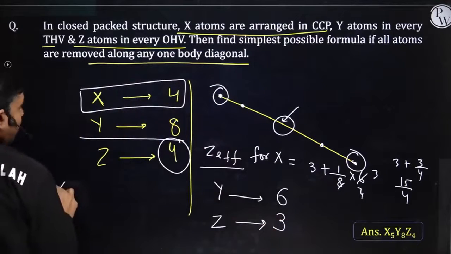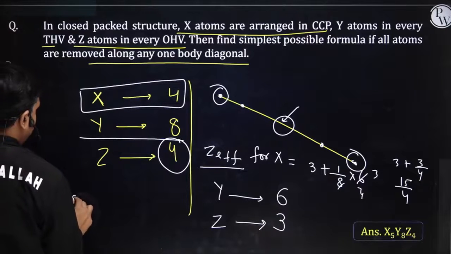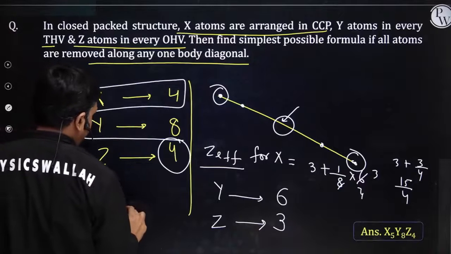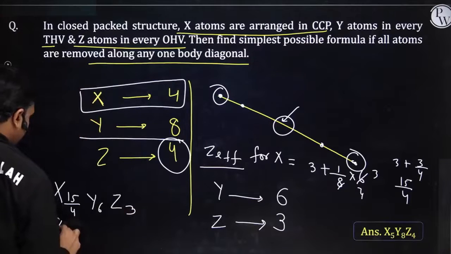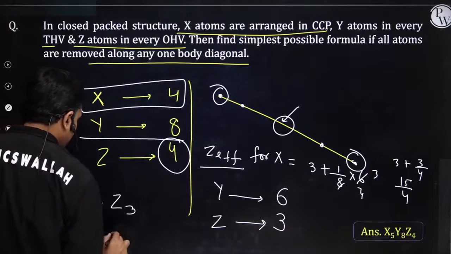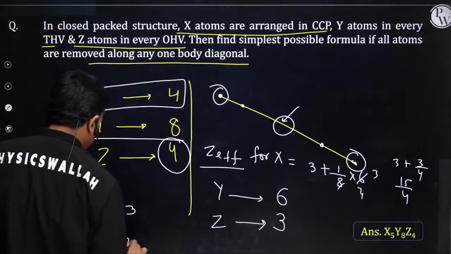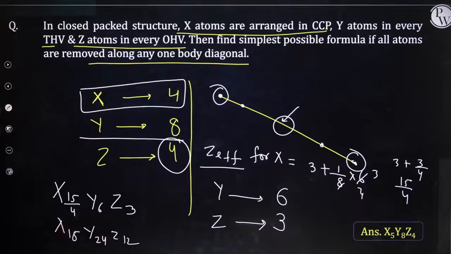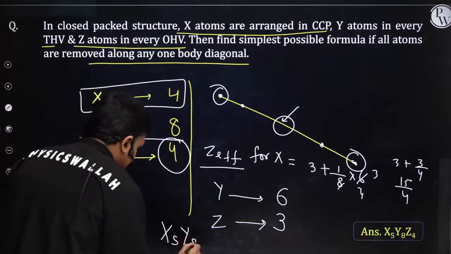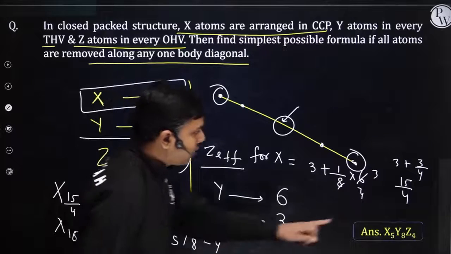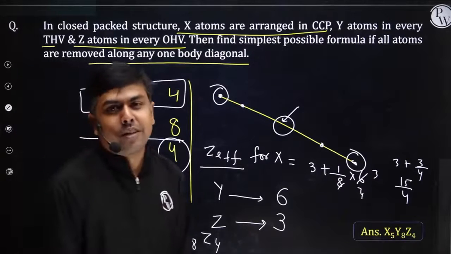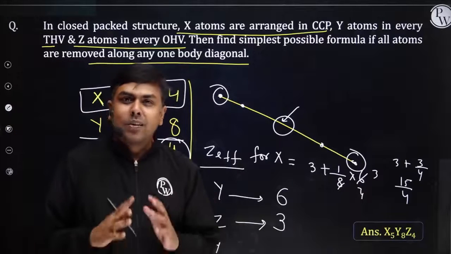Formula: X 15 by 4, Y 6, Z 3. So it's X 15, Y 24, Z 12. Student, if I take 3 common, it's going to be X5, Y8, Z4. X5, Y8, Z4 is the right answer for this particular question. Student, now let's move ahead.